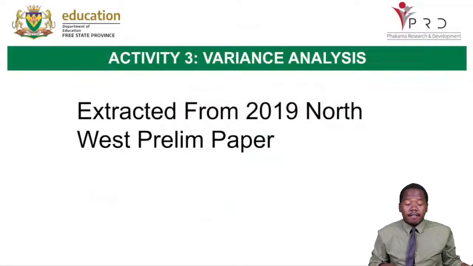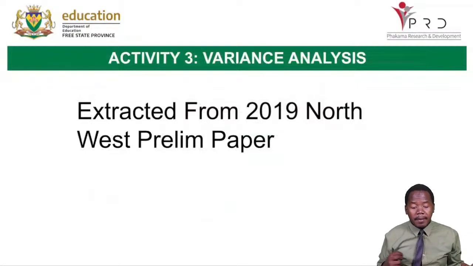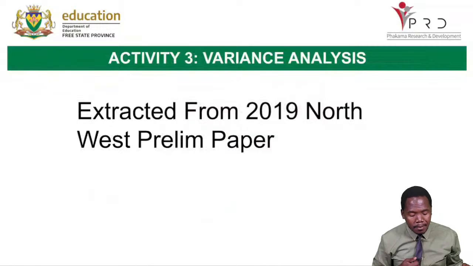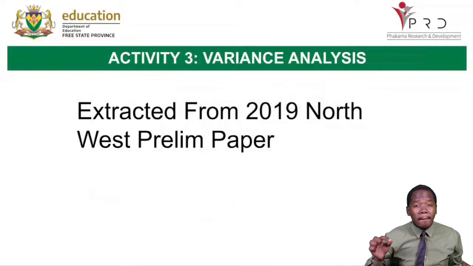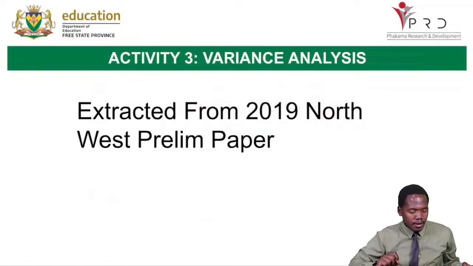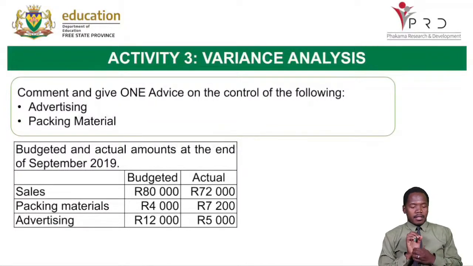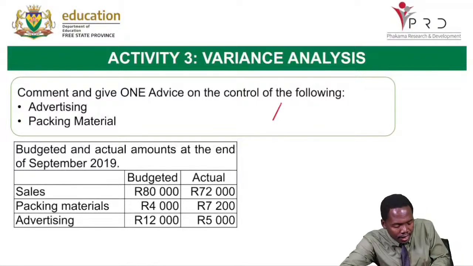Now, let us look at the variance analysis. This is the paper extracted from the Northwest prelim paper. Now, we are looking at how to comment. We are checking if we know the skill of commenting. Remember, we touched on this last time. This is our activity 3. Now, the first question says, comment and give one advice on the control of the following. The first one looks at what? Advertising. I want us to talk about advertising.